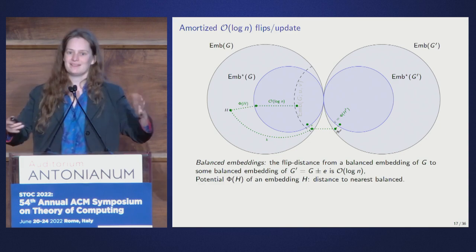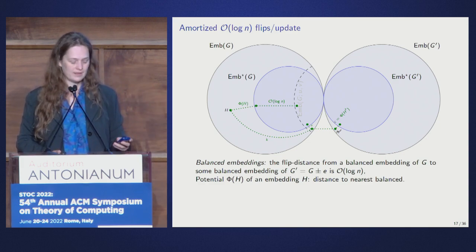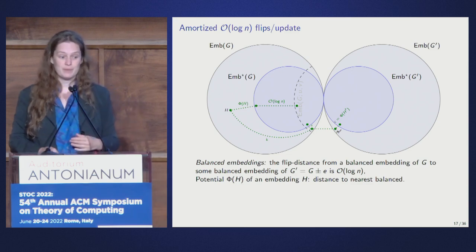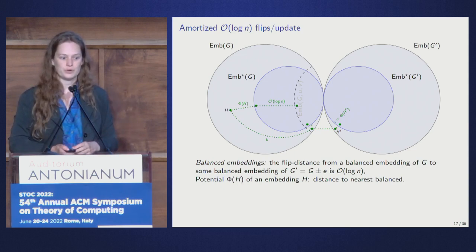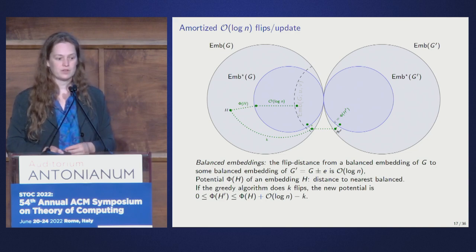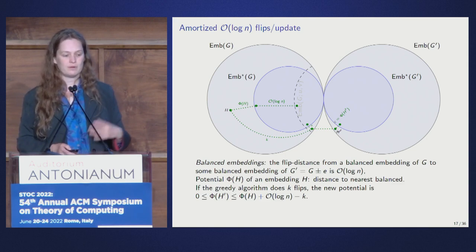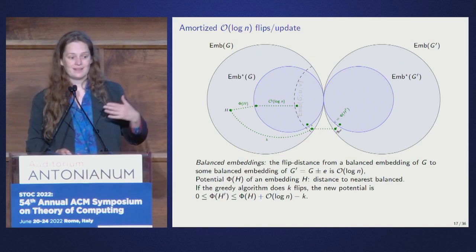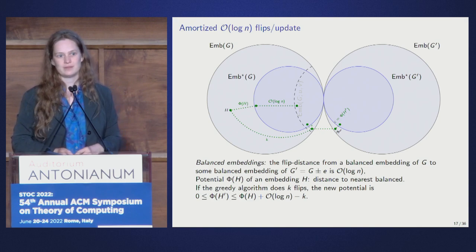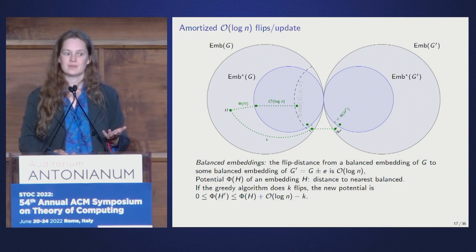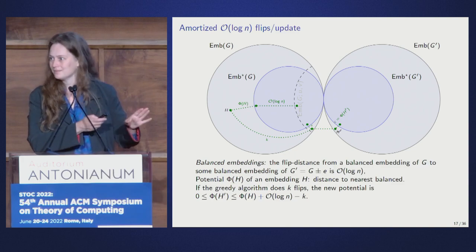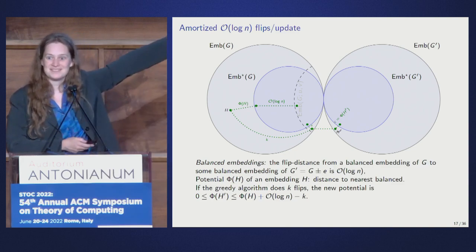I think it's 2 log n something. And that means we can now, again, similar to before, have a potential that reflects the distance from some embedding to a nearest balanced embedding. And this is the potential that makes the analysis of the greedy algorithm work. Because if the greedy algorithm does k many flips, the potential must have decreased by k, except that there's this log factor. So it must have decreased by k minus something, again because of this argument. Because these are still just distances.